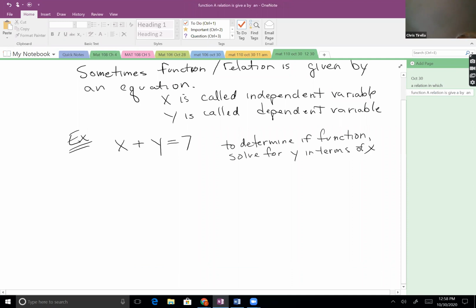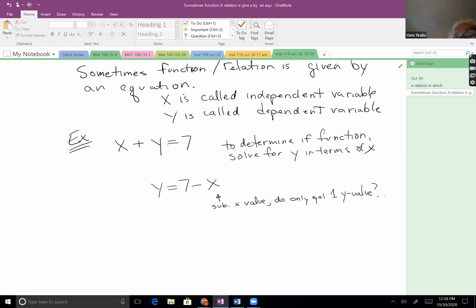And so if I take that equation, x plus y equals 7, to solve for y to get the y alone, we'd subtract x from both sides, and we get y equals 7 minus x. And now I want to know, if I substitute a value for x, do I only get one y value? When I put in an x number, looking at this equation, 7 minus x, for each individual x value, wouldn't I only get a single y value? And so here the answer would be yes. So we say it is a function.